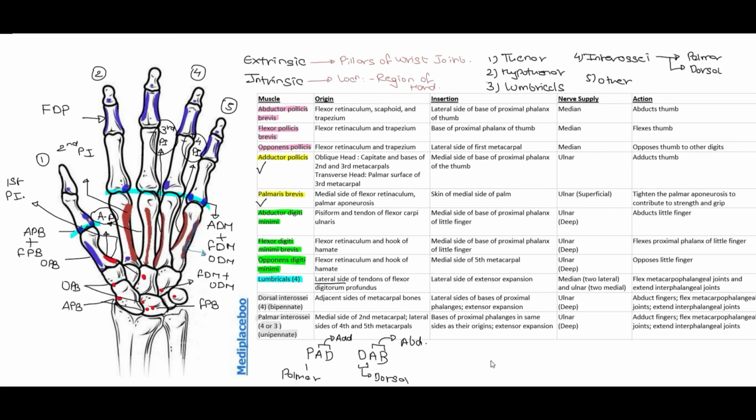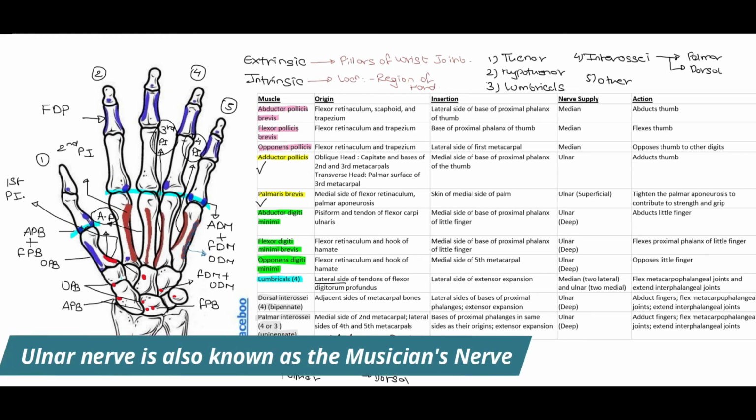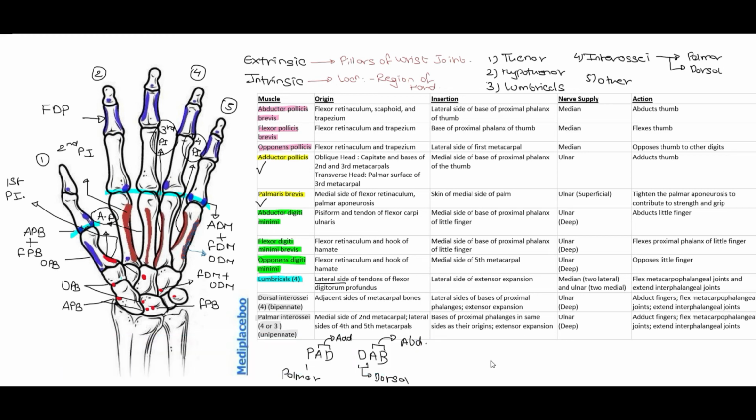Now let us discuss the nerve supply of the muscles of the hand. Almost all muscles of the hand are supplied by the ulnar nerve except the thenar group of muscles, which are innervated by the median nerve, and the lateral two lumbricals, which are present between the second and the third digit. And note that the palmaris brevis is the only muscle which is supplied by the superficial branch of the ulnar nerve, while all the rest of the muscles are supplied by the deep branch of the ulnar nerve. Even the adductor pollicis is supplied by the deep branch of the ulnar nerve.